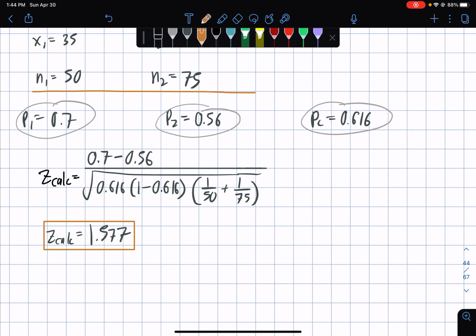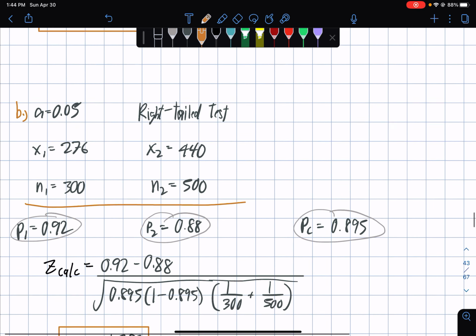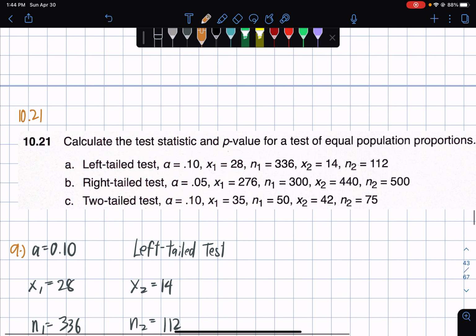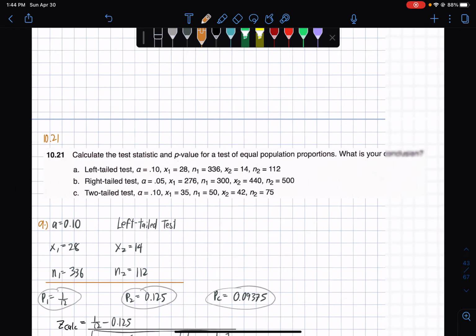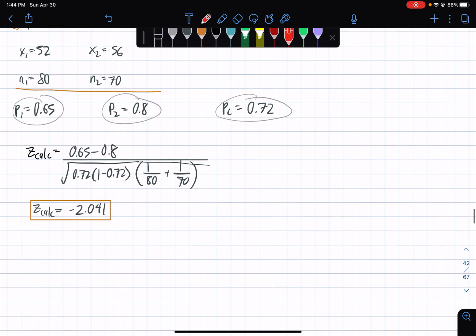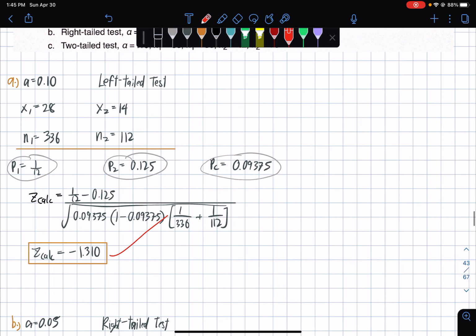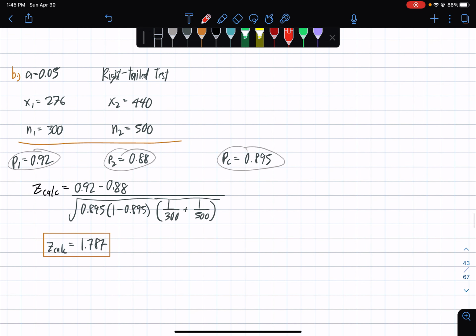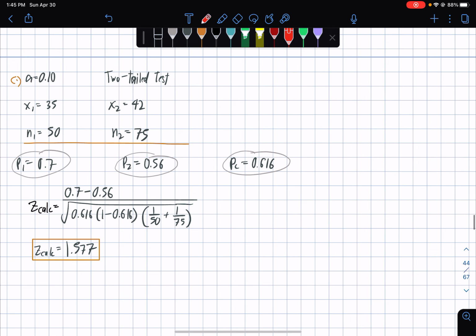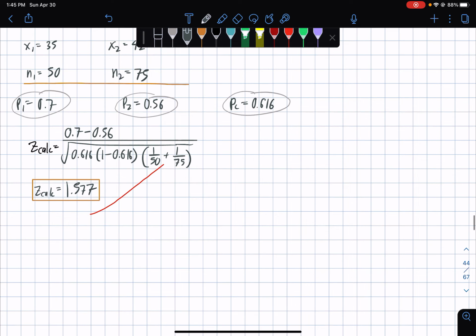Okay, the ebook should work by now. These are problems of 10.21. So for letter A, answer is negative 1.310. That's correct. For letter B, we have 1.787 and 1.577. Exactly, it's the same as the answer key. Okay, that's good.